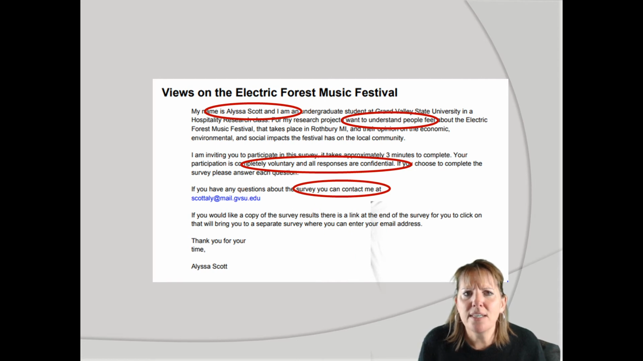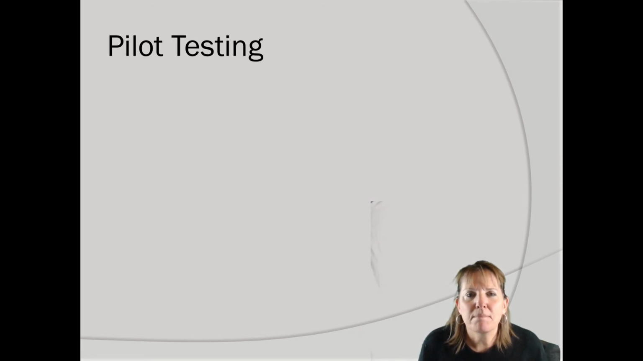And then a few of the other keys are making sure you provide information for the person to get a hold of you if they have questions, right? And that incentive in this case is a copy of the survey results if they wanted, and they can enter their email address in a separate form. So some of those are the key components, and it shows you a nice sample. But remember that every student has included that cover letter and their questionnaire in those research reports that are on Blackboard, so take a look at those.